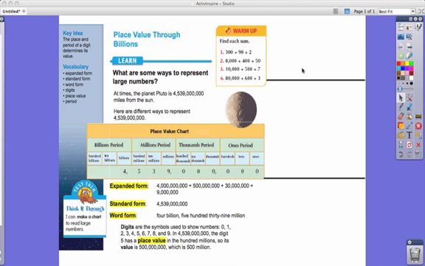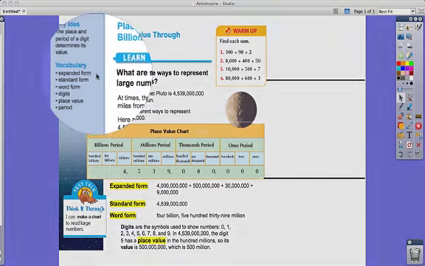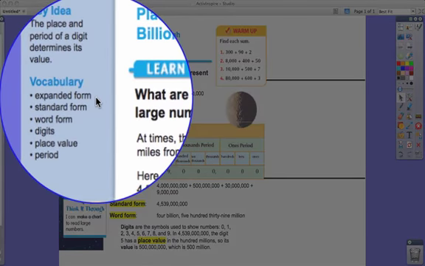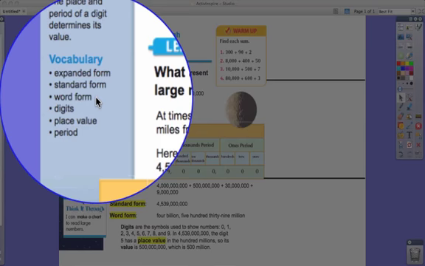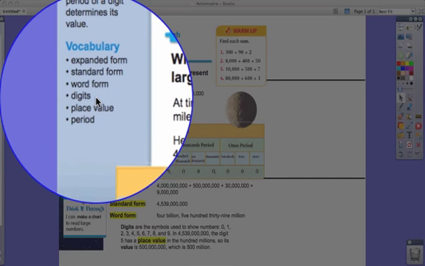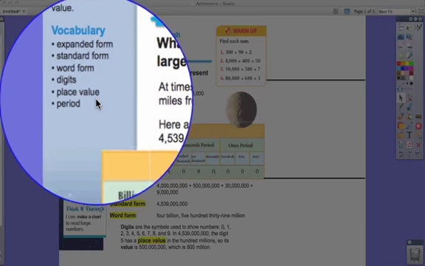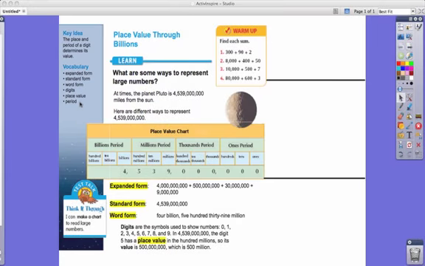This is episode 1, and today we're going to replay place value through billions. But before we get started, let's go over a few terms. Over here on the left-hand side, the vocabulary, let's say with me: expanded form, standard form, word form, digits, place value, and period. All right, now in the place value chart, we have 4 periods.